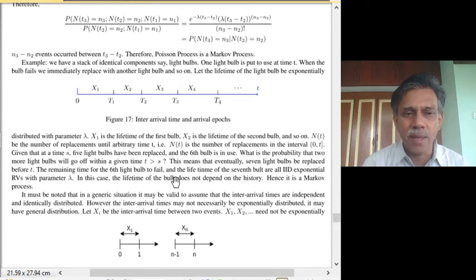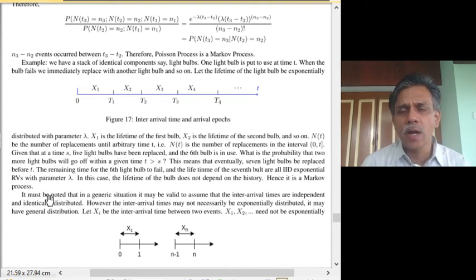That is what makes the process forget history, and the only thing that we have to remember is the value of the process at the time t. That is the number of replacements, or renewals, as we will call them later, that have occurred till time t. Therefore, the Poisson process becomes a Markov process.